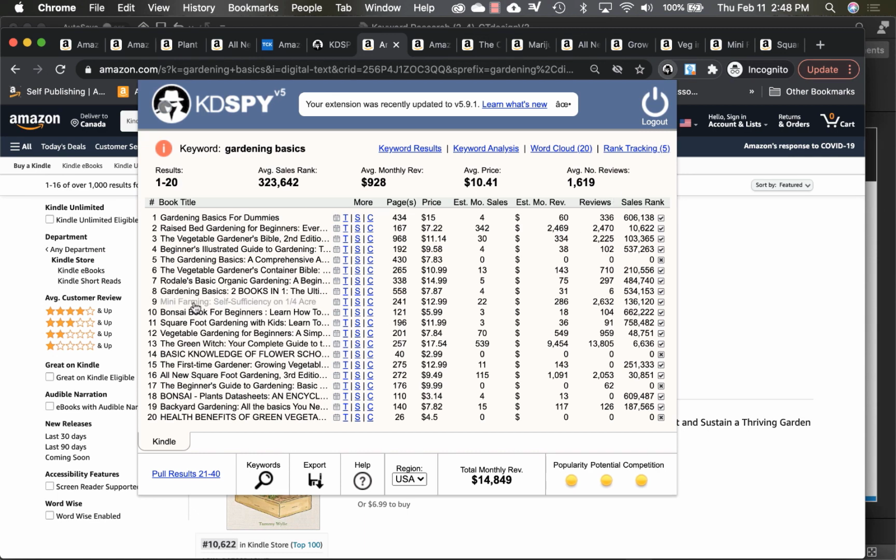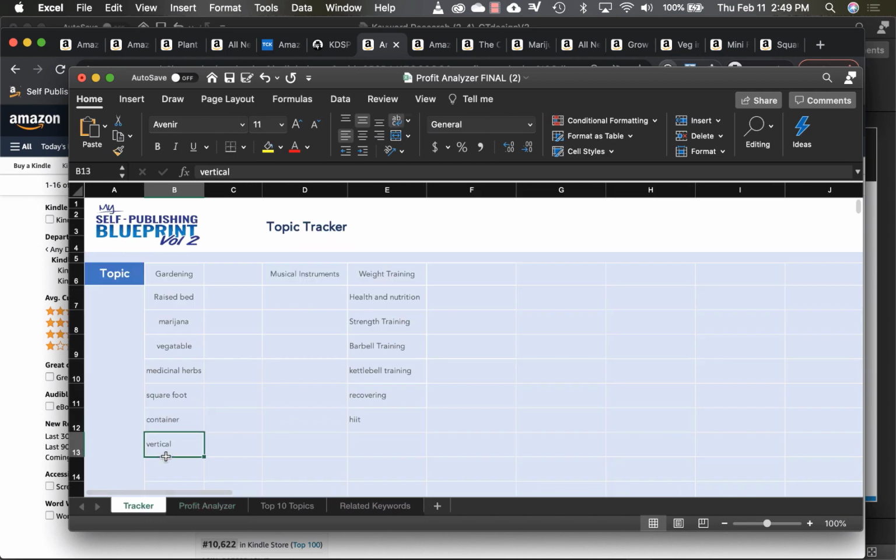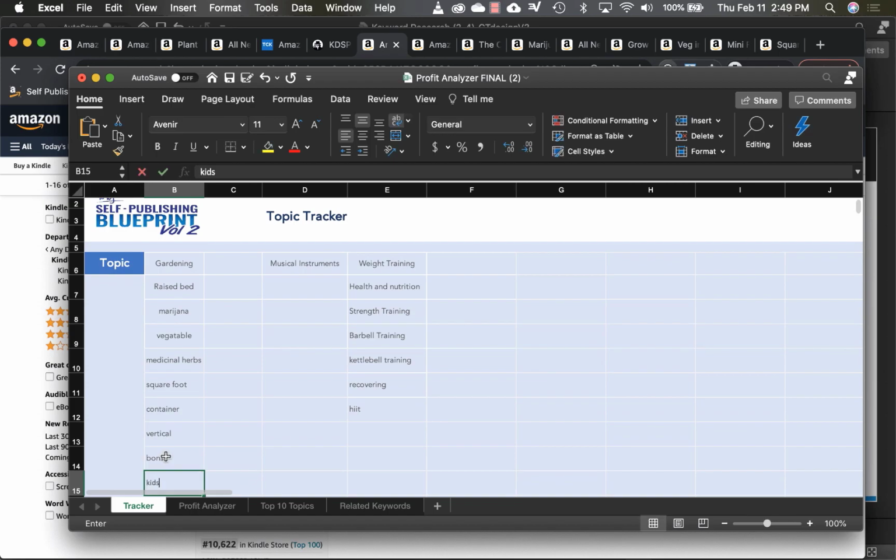So what is this? Gardening basics. Looking for books that have nothing to do with what we want. Okay, let's remove bonsai, because that's a specific type of gardening. It's actually, that could be something to look into. Add it to our tracker, bonsai. And I'm thinking maybe even gardening with kids, something like that we could check. Let me add that to our tracker right now. Bonsai and kids.